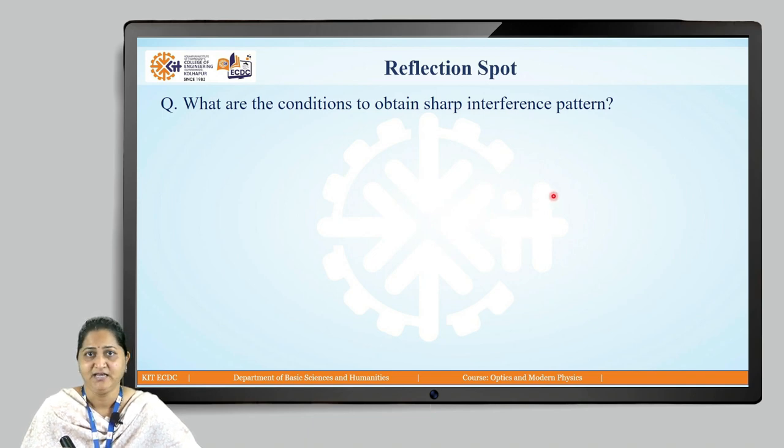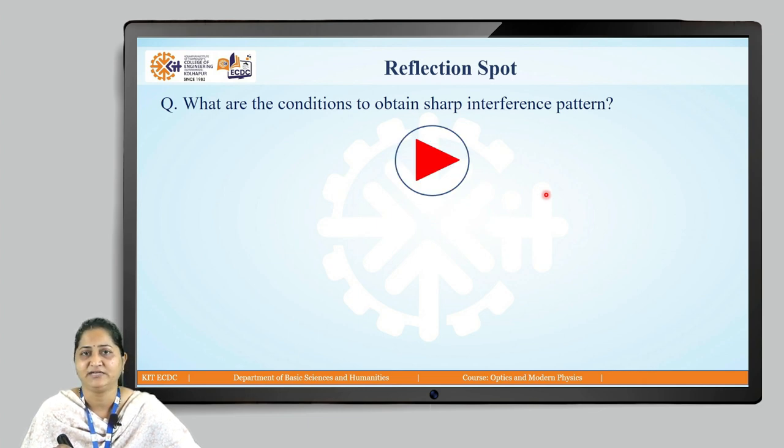But before that, let's see this question. This is the reflection spot for you. What are the conditions to obtain a sharp interference pattern? You can pause the video and write down or list down the conditions to obtain a sharp interference pattern.